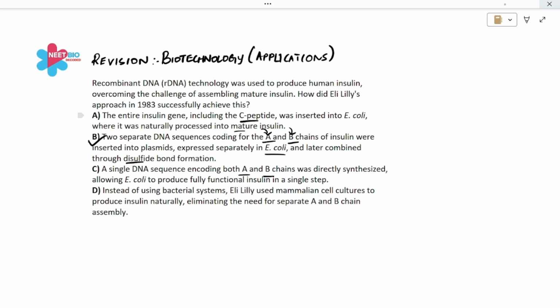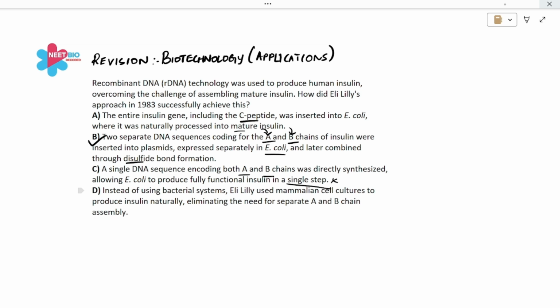Option A is not right because the entire insulin gene, including the C peptide, cannot be processed in E. coli. That's what I explained. And a single step process cannot be achieved either. This is also wrong.